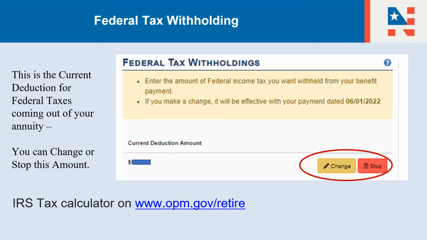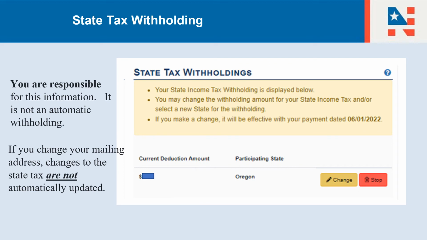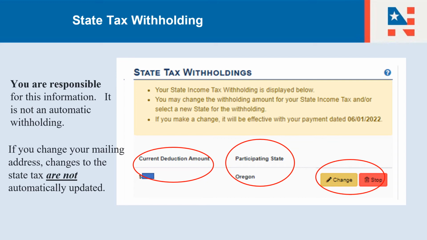You may change the amount whenever necessary. It will show the effective date of the change. You are responsible for entering state tax withholding information. It is not an automatic withholding. This section lists your current deduction amount and the participating states. You can change or stop at any time.